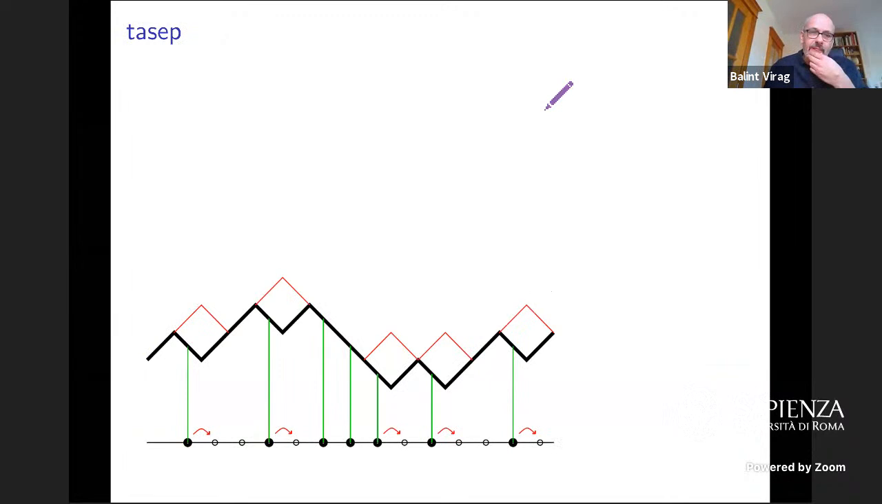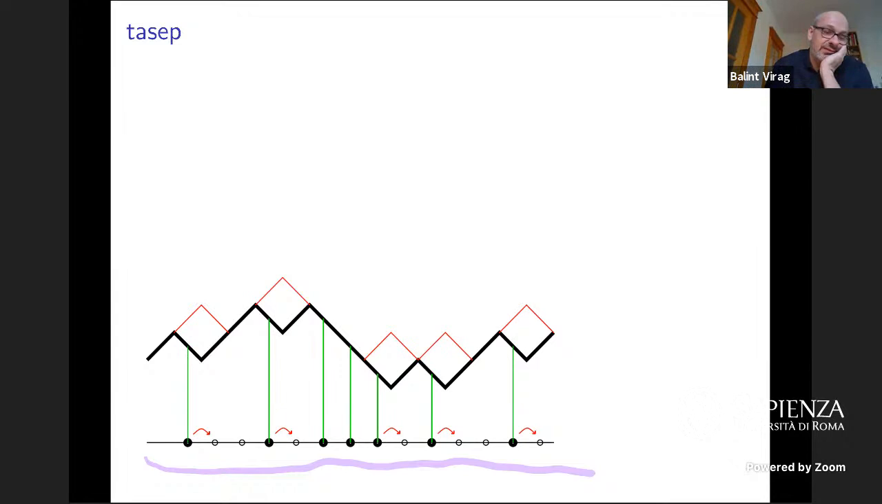The other interesting model is TASEP. So what happens in TASEP? Well, you have particles that like to jump to the right. They live on the line. You can see here it is on the bottom, and they jump if there is nobody in front of them at rate one. Now you can draw this function, which goes up when there is a hole, and it goes down when there is a particle. It's the height function, and it's just the integral of the TASEP, if you like. The evolution of this function is equivalent to the evolution of TASEP, and you can ask whether there is some limit of this evolution.